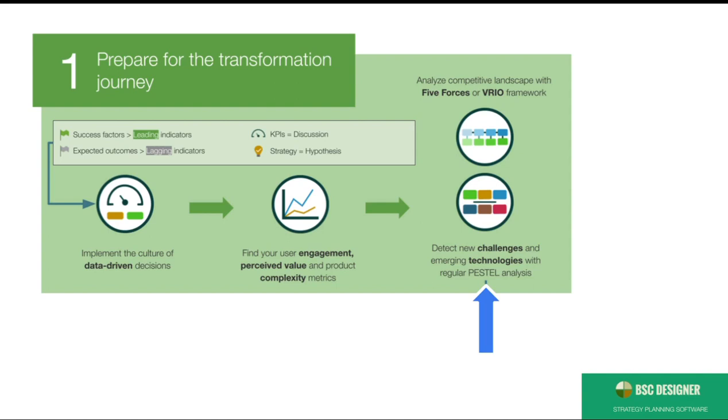Users of BC Designer will find it among the templates available for their account. I will add the link to the step-by-step guide for using the PESTLE in the description section. There are many strategy definition frameworks that could help in this case. Analysis of the competitive landscape is generally a good idea. We recommend 5 Forces and VRIO frameworks for this purpose.